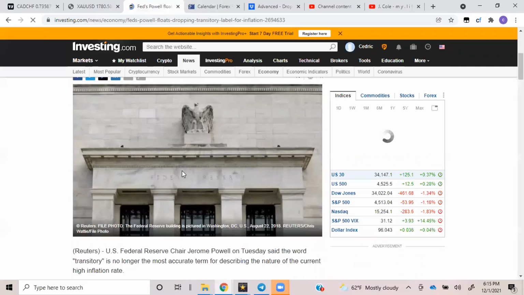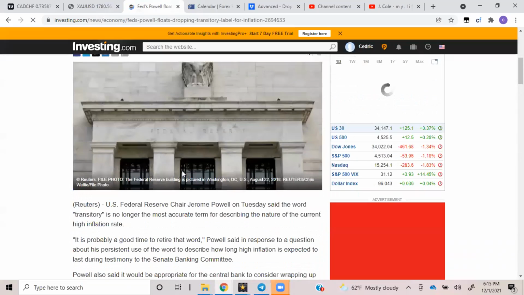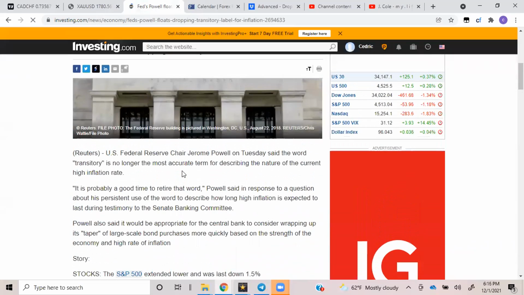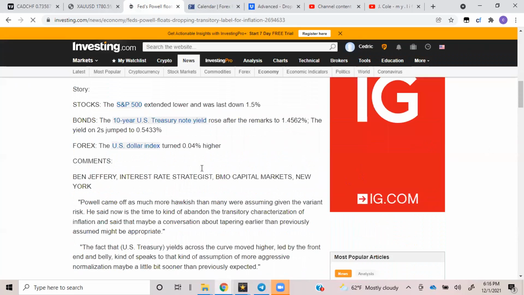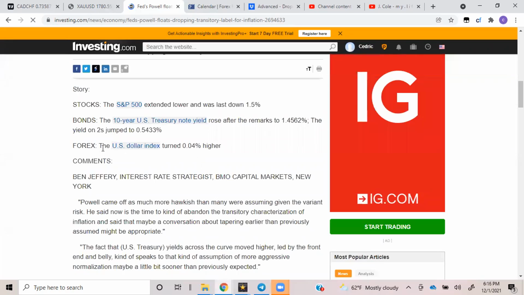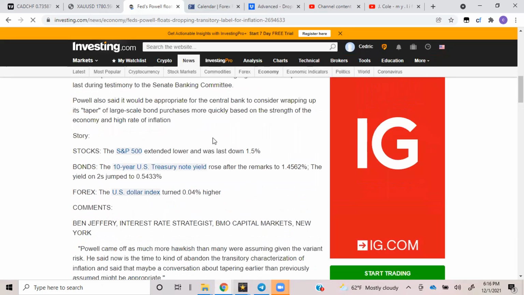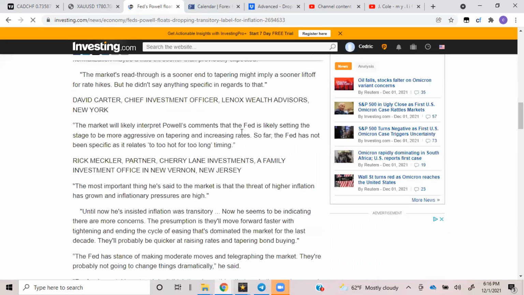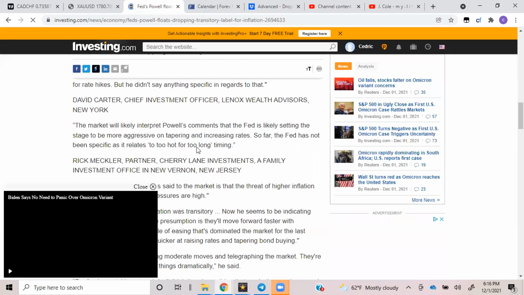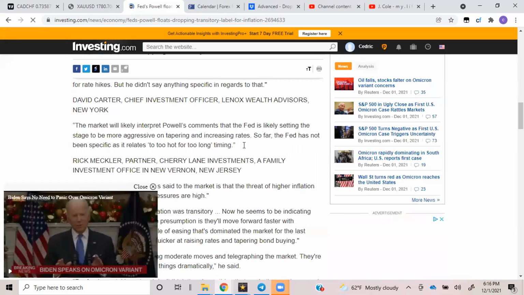And this is the article right here. You guys can go over this if you want to. There's also a couple more that came out that caused the US dollar to rise just a little bit. But you guys see the US dollar index turned 0.04% higher. So this is what affected the US dollar just a little bit, just enough to cause it to drop and go up for some pairs. And that's what changed it.